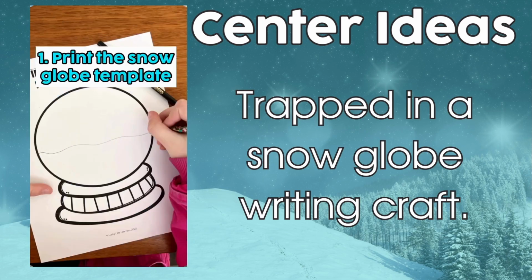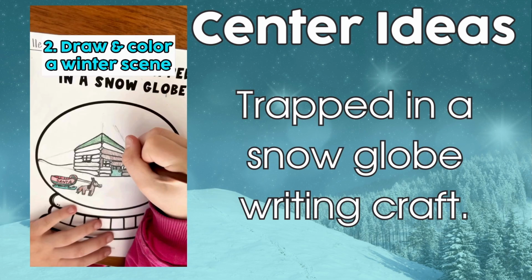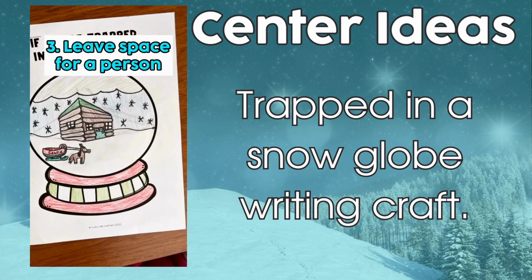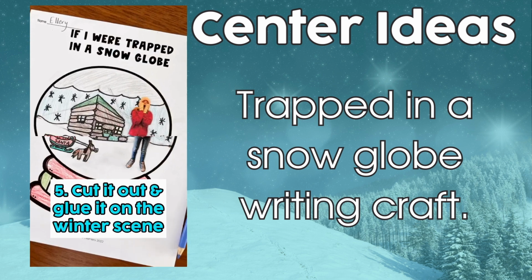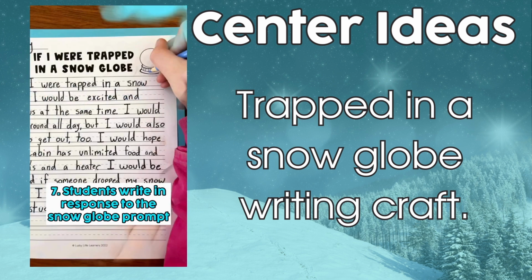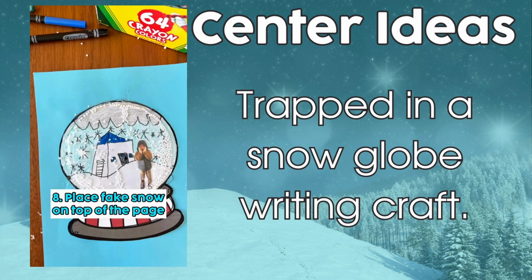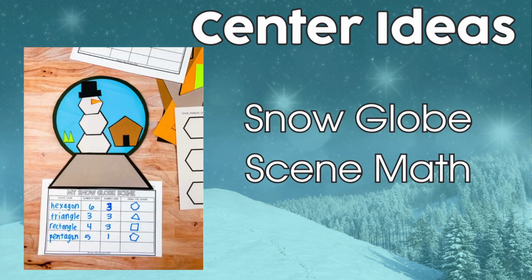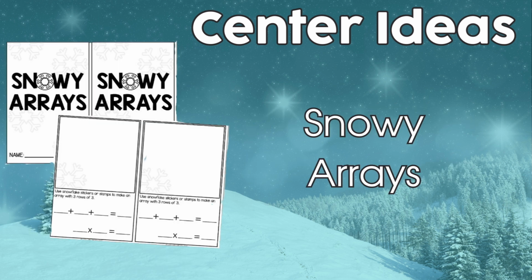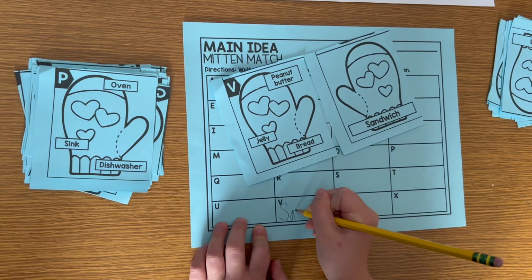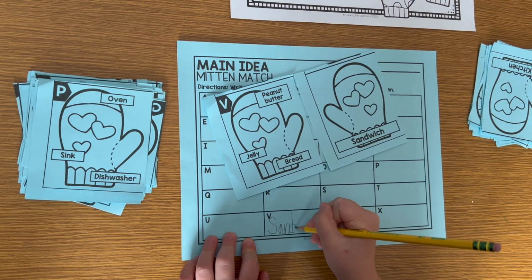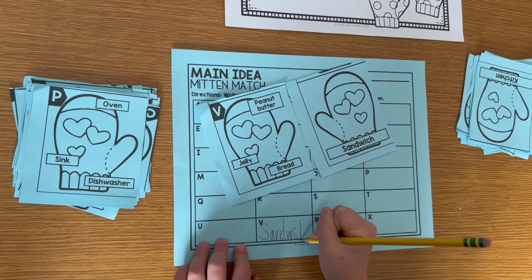There's so many choices for centers. I'll highlight a few here. I love this trapped in a snow globe writing craftivity. The students spend some time drawing their snow globe scene, put a picture of them in it, and they'll write a story about their time in the snow globe. Another one is the snow globe scene math using shapes, snowy arrays, R-controlled sort. I also love this main idea mitten match. For even more ideas, check the link in the description.